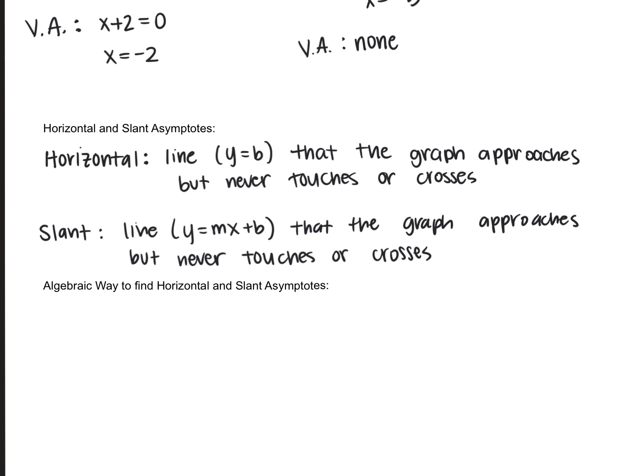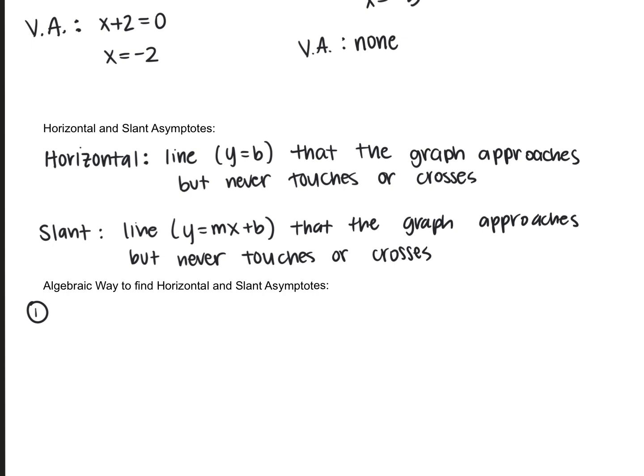So unlike vertical asymptotes, in which a rational equation is not required to have a vertical asymptote, it will always have either a horizontal or a slant asymptote. Every rational function has one or the other. You can't have both. You can only ever have one. And I'm going to talk about how we find those. So there are three things we have to look at, and that tells us what type of asymptote we have.